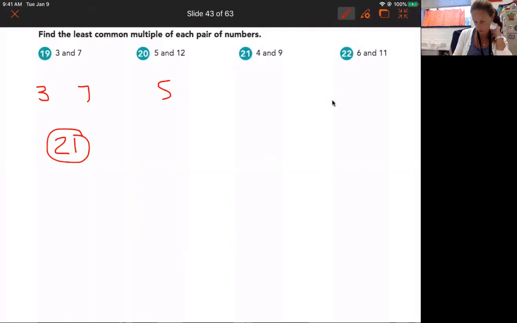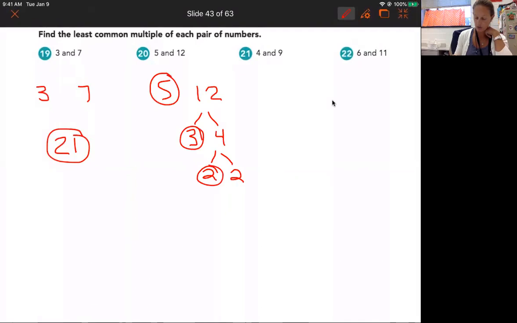For 5 and 12, 5 is prime, so I can't break that down, but 12 is not. I can break this one down. We'll do 3 times 4 and 2 times 2. So I'm comparing 5 times 3 and 2 and 2. Do they share anything? No, they don't. So I'm just going to multiply all of those together.